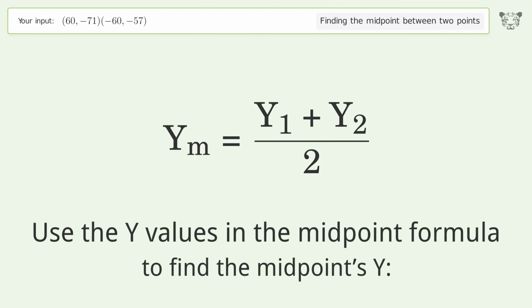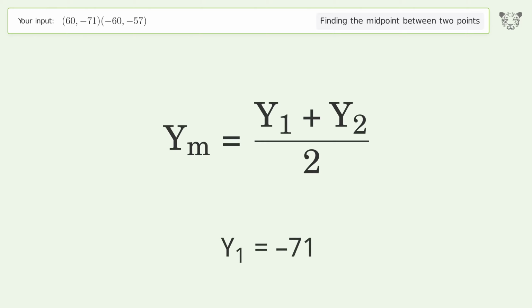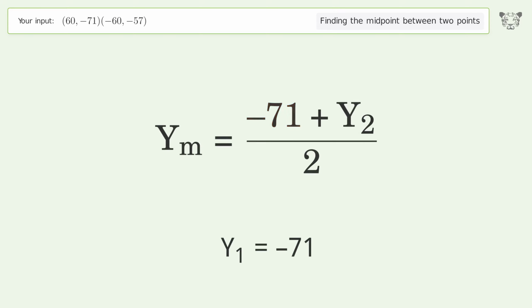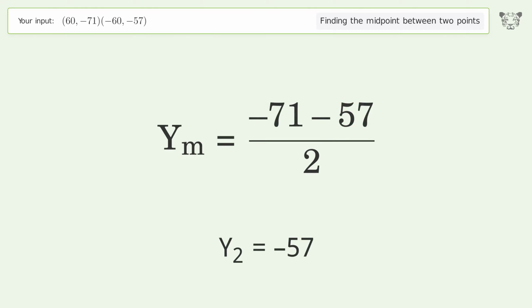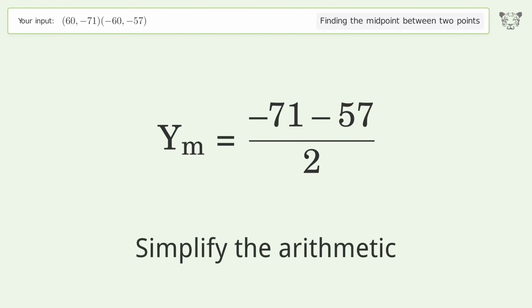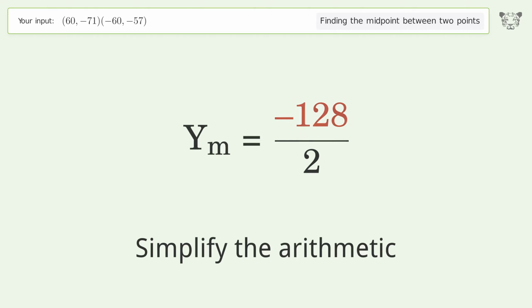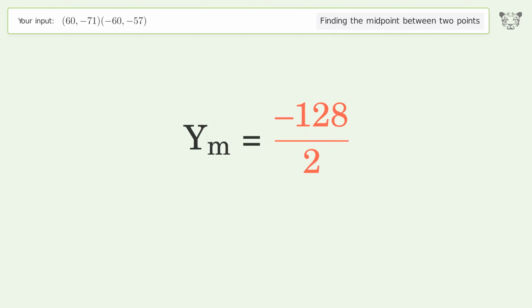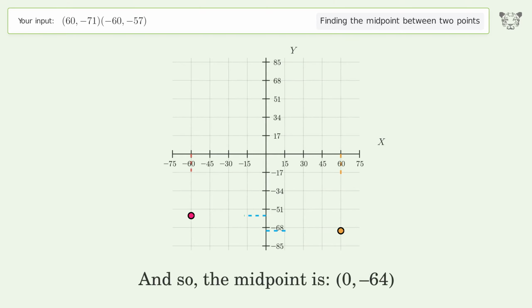Use the y values in the midpoint formula to find the midpoint's y. y1 equals -71. y2 equals -57. Simplify the arithmetic. And so, the midpoint is 0, -64.